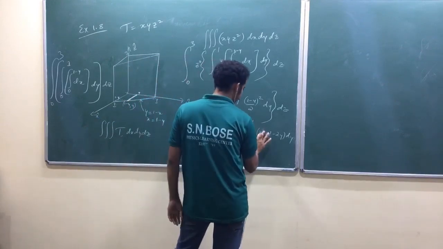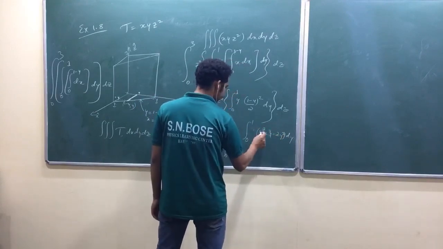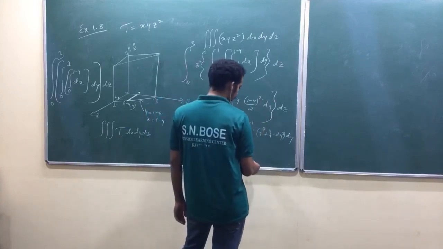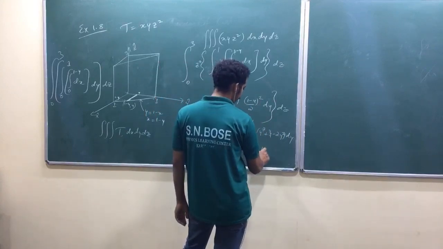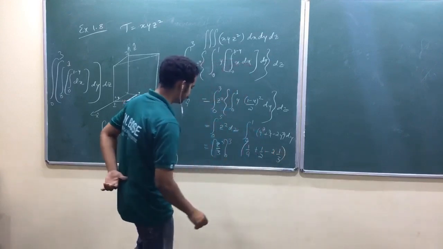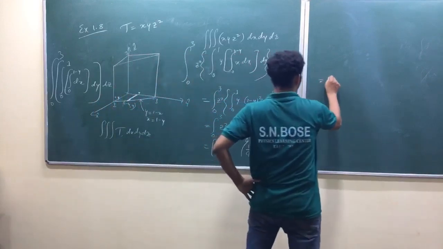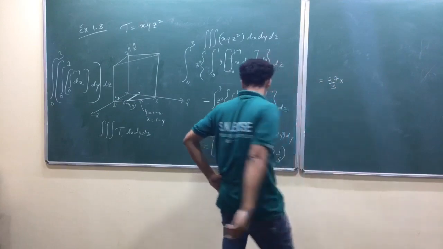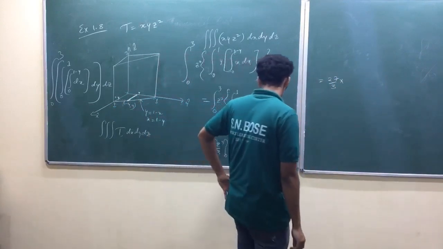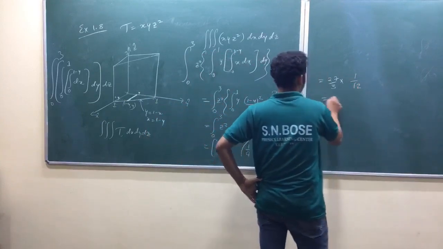Y cube, y to y square. I think 1 by 4, y raised to 4 by 4, am I right? 0 to 1, plus 1 by 2 minus 2 by 3. What is this one? Quickly. So 3 cube is 27. Am I right? So 27 by 3 multiplied by 1 by 4 plus 1 by 2 minus 2 by 3, that is 1 by 12. What is that one totally?